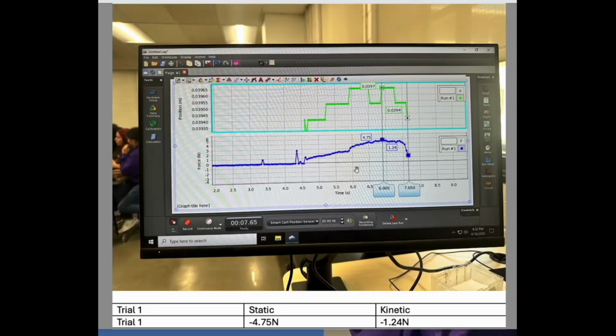It's also important to consider possible sources of error in this trial. For example, there could have been slight inconsistencies in how the force was applied, or the surface may not have been perfectly uniform. Additionally, any small delays in measurement or human reaction time could have affected the recorded values. Overall, trial 1 provided a reasonable and consistent value for the coefficient of friction, and it helps us better understand how the materials interact when motion occurs.